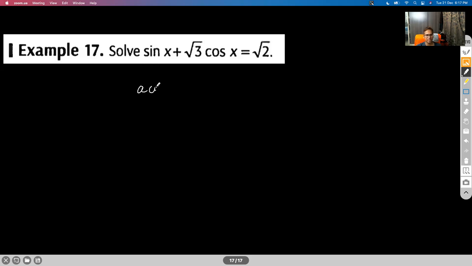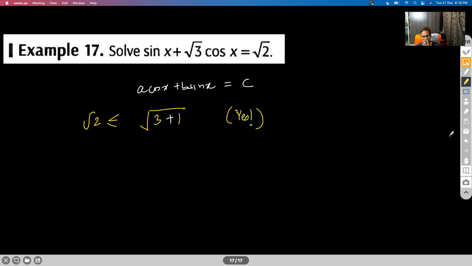So if you compare this with a cos x plus b sin x equal to c, you realize that under root a square plus b square, so a is root 3, so a square will be 3. Actually, it doesn't matter the order. b square is 1, under root. Is c less than or equal to this? The answer is yes. Correct? The answer to this is yes. That means the solution exists. So a real solution does exist. Now let's go ahead and solve this.